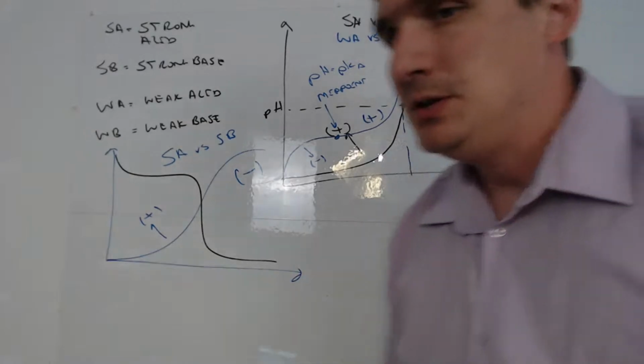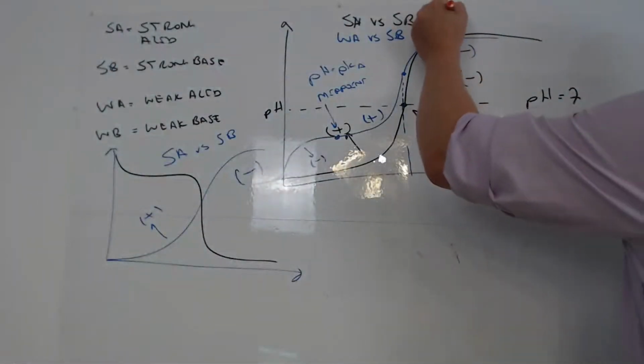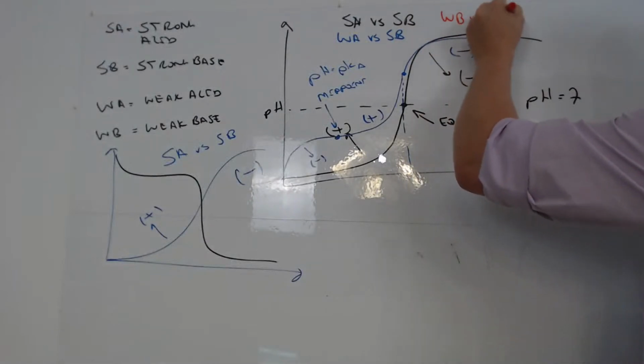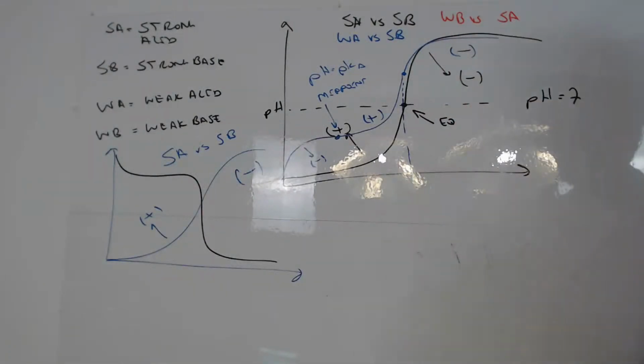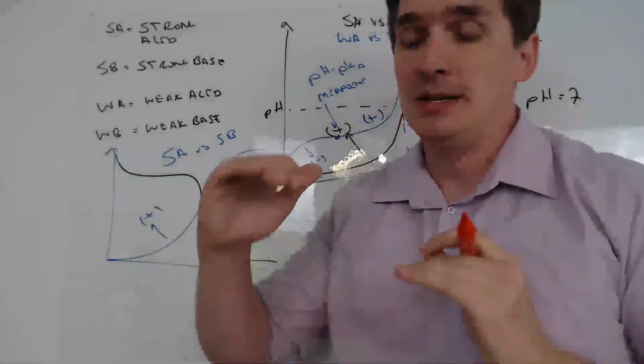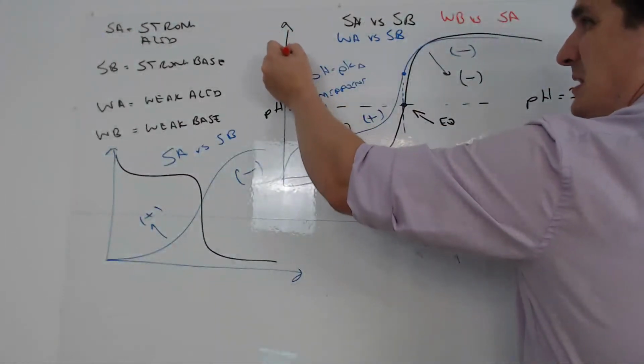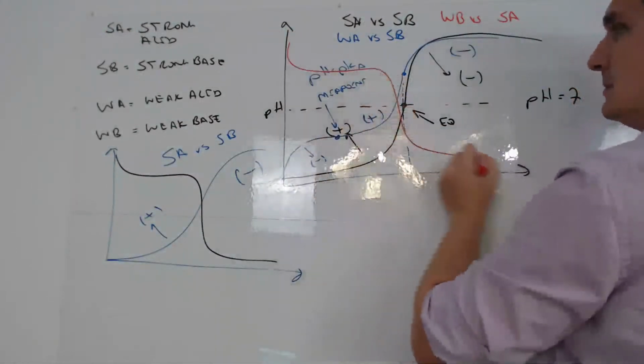So the other one we can do is a weak base versus a strong acid. It's going to look just like a weak acid titrated against a strong base, just flipped over pH equals 7. So this might be a little too much to see on a webcam.